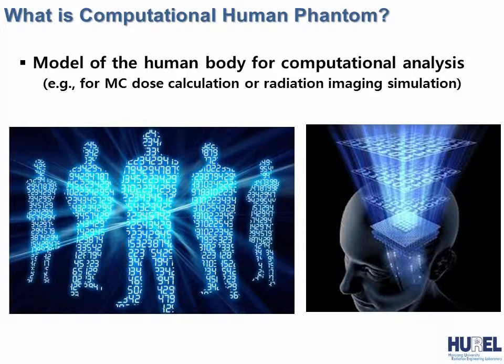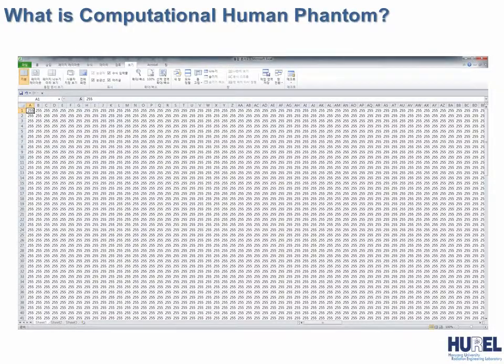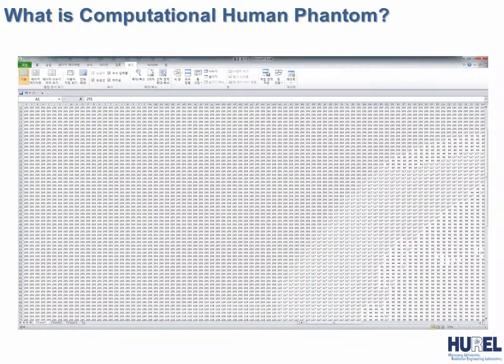The computational human phantom is a virtual digital human model used for computer simulations and analysis. This slide shows a voxel-type computational phantom, which is most popular these days. As you can see here, the voxel phantom is composed of a huge number of voxels with their ID numbers.